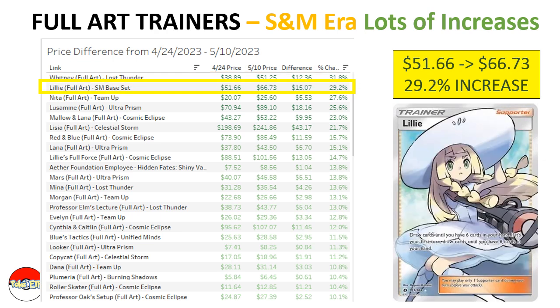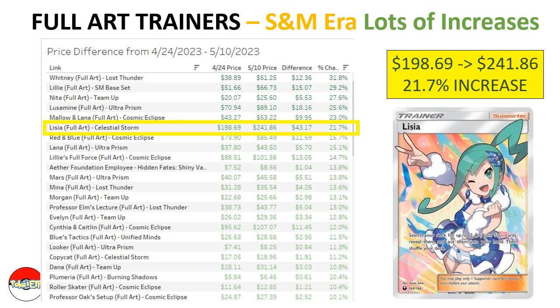Then there's Lillie, that increased from $52 to around $67, a $15 increase, a 29.2% increase. But then there's Lusamine, and the reason for this is because this grew $43 in the span from April 24 to May 10th. $199 to around $242.